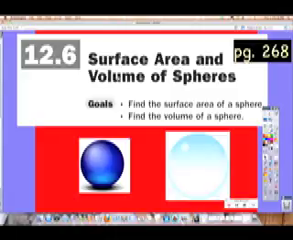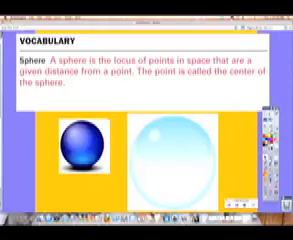Now next, the vocab words. Guys, don't write down the definitions. You've got this. Know what a sphere is? Perfect. Draw yourself one. If I'm feeling fancy, I put a little shading to make it look 3D. Like a bowling ball. That's it. All you need to know about a sphere.